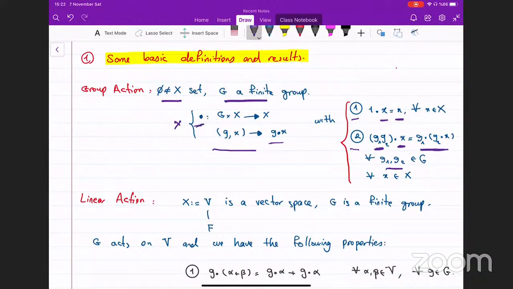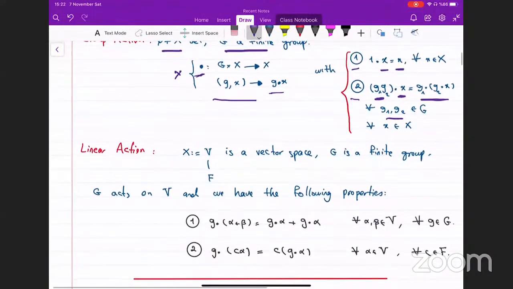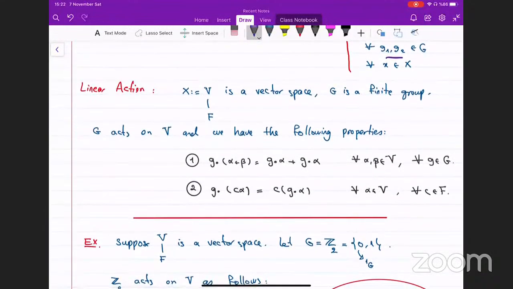So in particular, in my talk, I'm going to work with linear actions. What do I mean by a linear action? By a linear action, I mean an action of a group on a vector space which preserves the properties of the vector space. I mean, which preserves the vector addition and scalar multiplication.